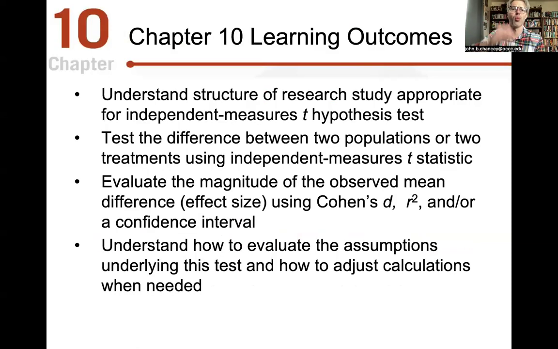So the learning outcomes will be by the time this chapter is over, you should be able to understand the structure of research studies that are appropriate for using independent measures, t hypothesis test the difference between two populations or two treatments using independent measures t statistic, and then you're going to evaluate the magnitude of the observed mean difference or effect size using Cohen's d, R squared, and/or a confidence interval, and then understand how to evaluate the assumptions underlying your independent samples t test, and how to adjust calculations when needed.